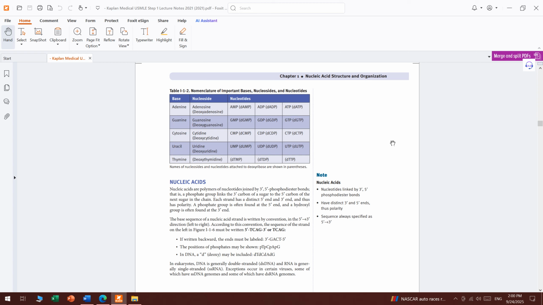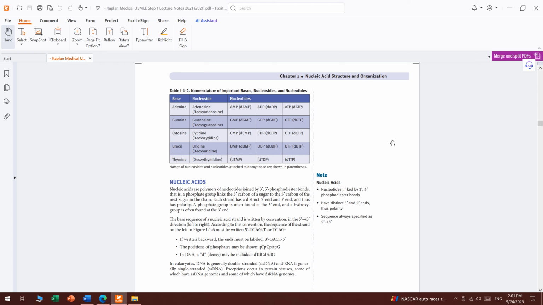For the base guanine: ribonucleoside, guanosine. Ribonucleotides, GMP, GDP, GTP. Deoxyribonucleoside, deoxyguanosine. Deoxyribonucleotides, dGMP, dGDP, dGTP.